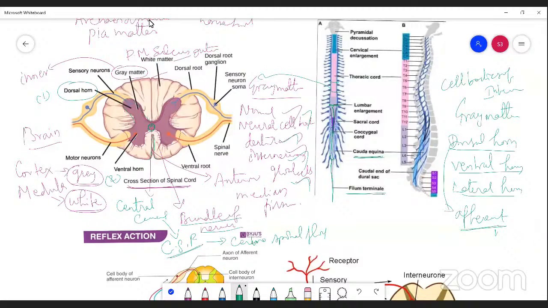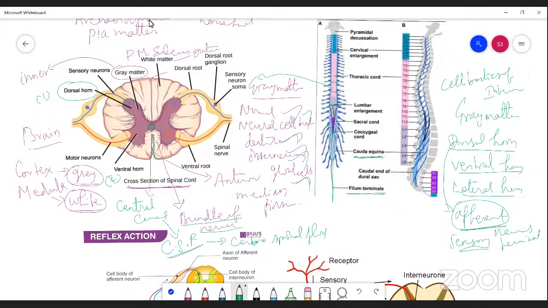Which one? Afferent neuron. Do you know what an afferent neuron is? The neuron which is carrying the stimulus from the sense organ to the brain. Those neurons are known as the afferent neurons, or otherwise known as the sensory neuron. Afferent neuron or the sensory neuron: the neuron which is carrying the stimulus from the sense organ to the brain. That is called the afferent neuron.